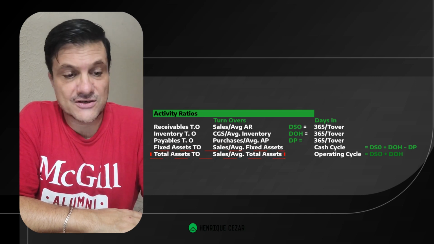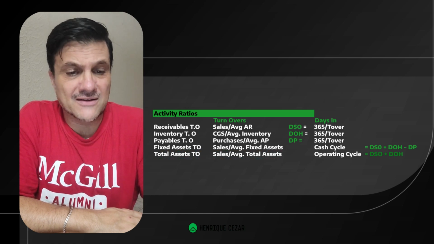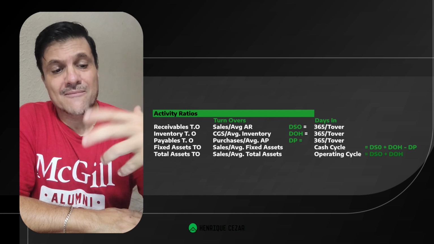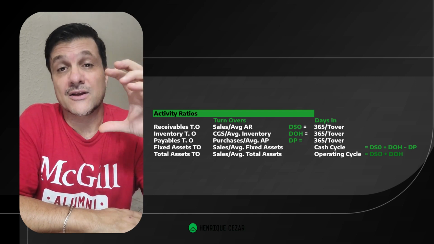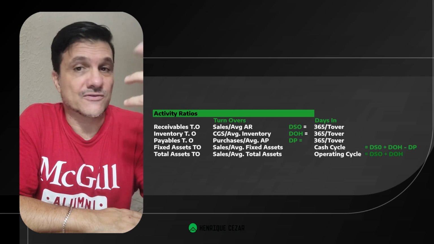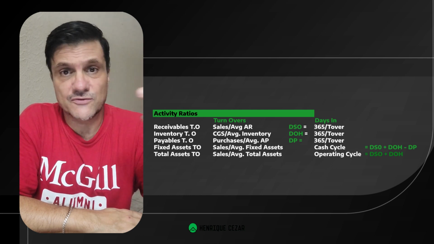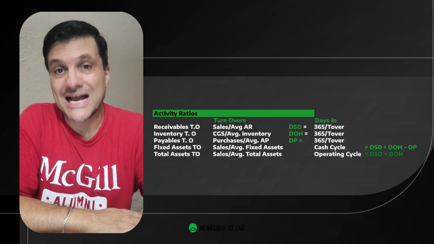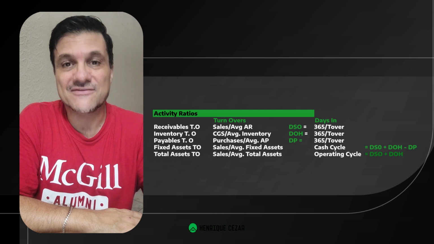About my fixed asset turnover and my total asset turnover, if they're 365, that means that you are making a lot of sales with a very small amount of assets, or fixed assets in the case of fixed asset turnover. Which is good. If you can make a lot of sales without investing much in assets, well, that's good, right? That's efficiency. That's an activity ratio.